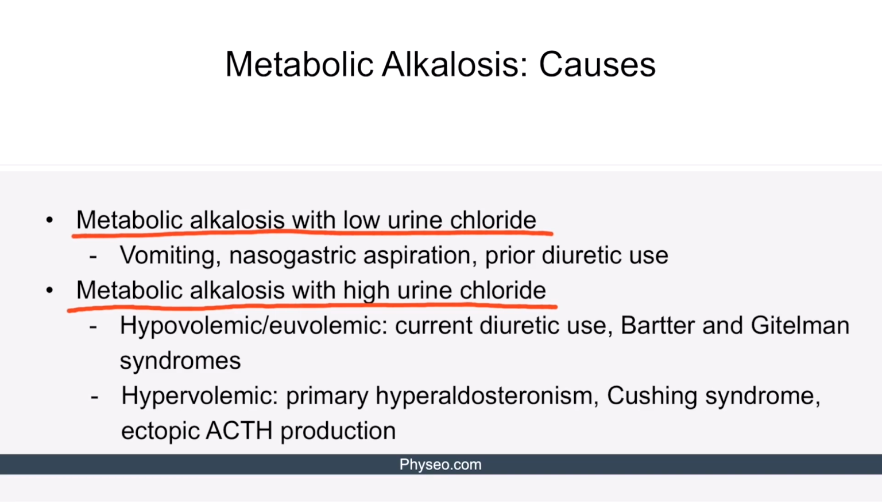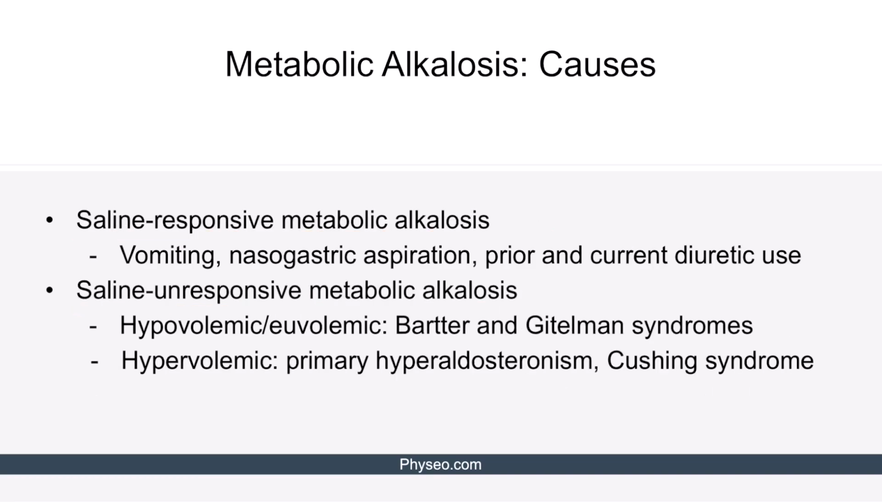Another way of classifying causes of metabolic alkalosis is saline responsive versus saline unresponsive. Causes of metabolic alkalosis that are characterized by reversible volume depletion are saline responsive. These include vomiting, nasogastric aspiration, and prior and current diuretic use. On the other hand, genetic syndromes, tumors, and hypercortisolism are saline unresponsive because in these conditions, metabolic alkalosis is not caused by volume depletion in the first place. These include Bartter and Gittleman syndromes, primary hyperaldosteronism, and Cushing syndrome.